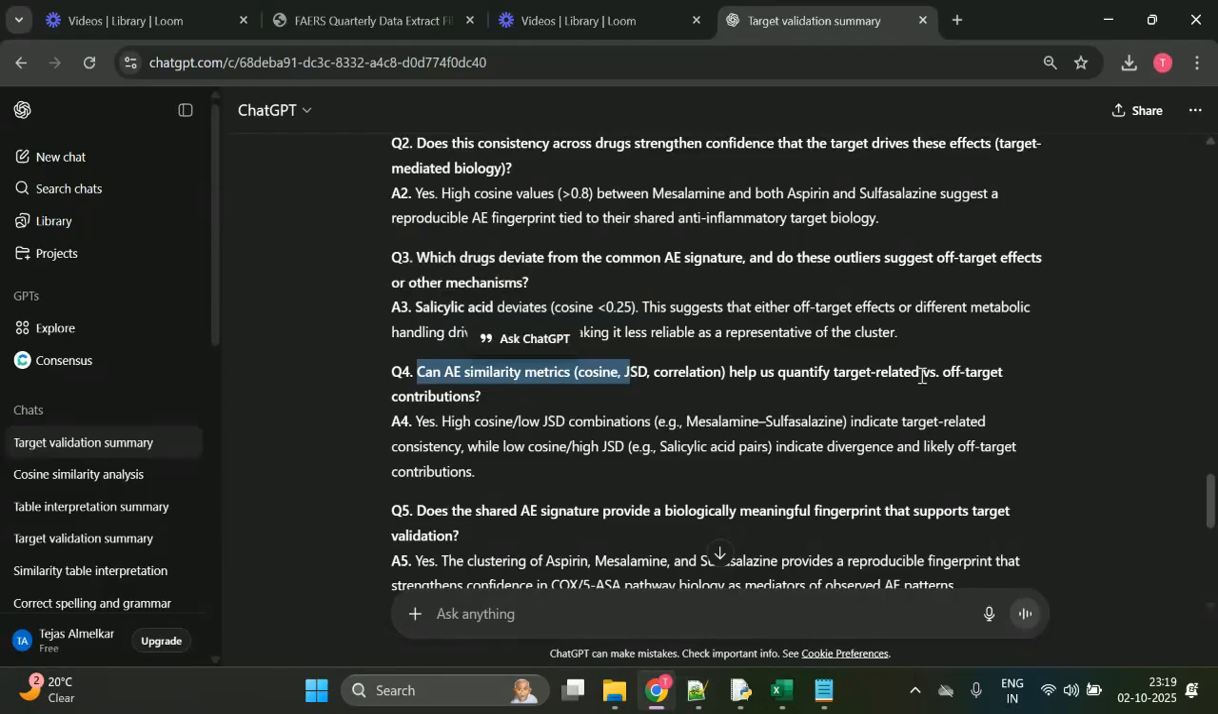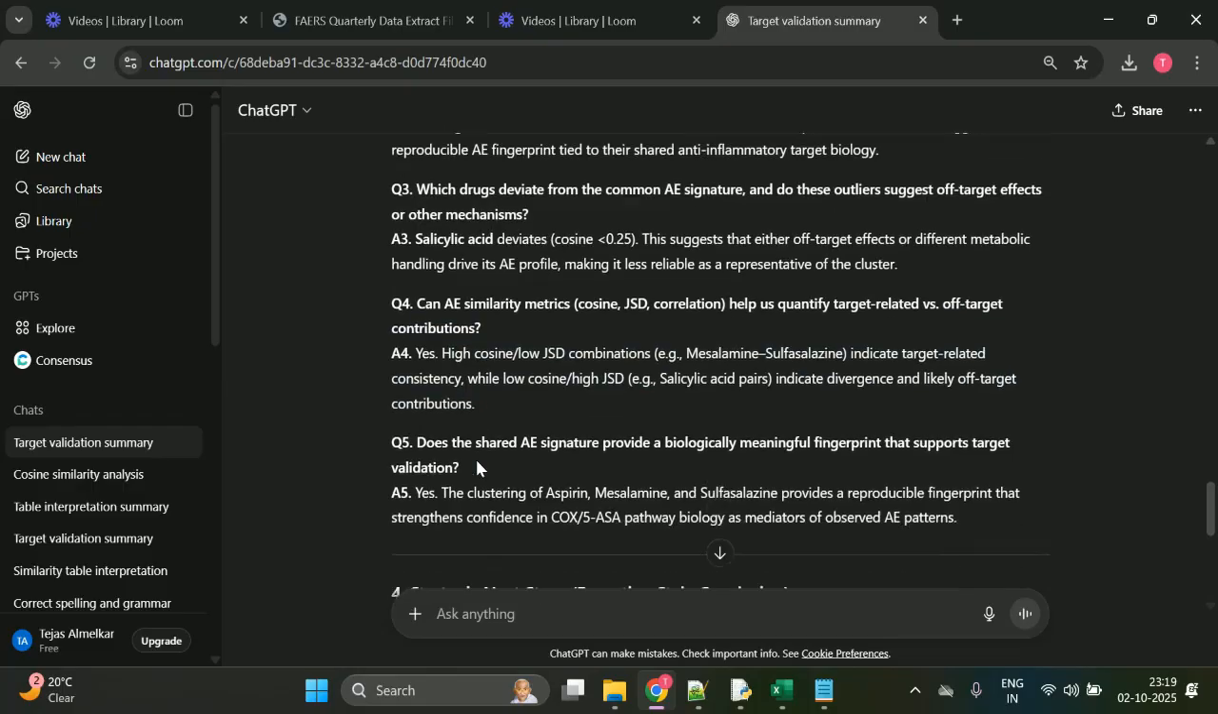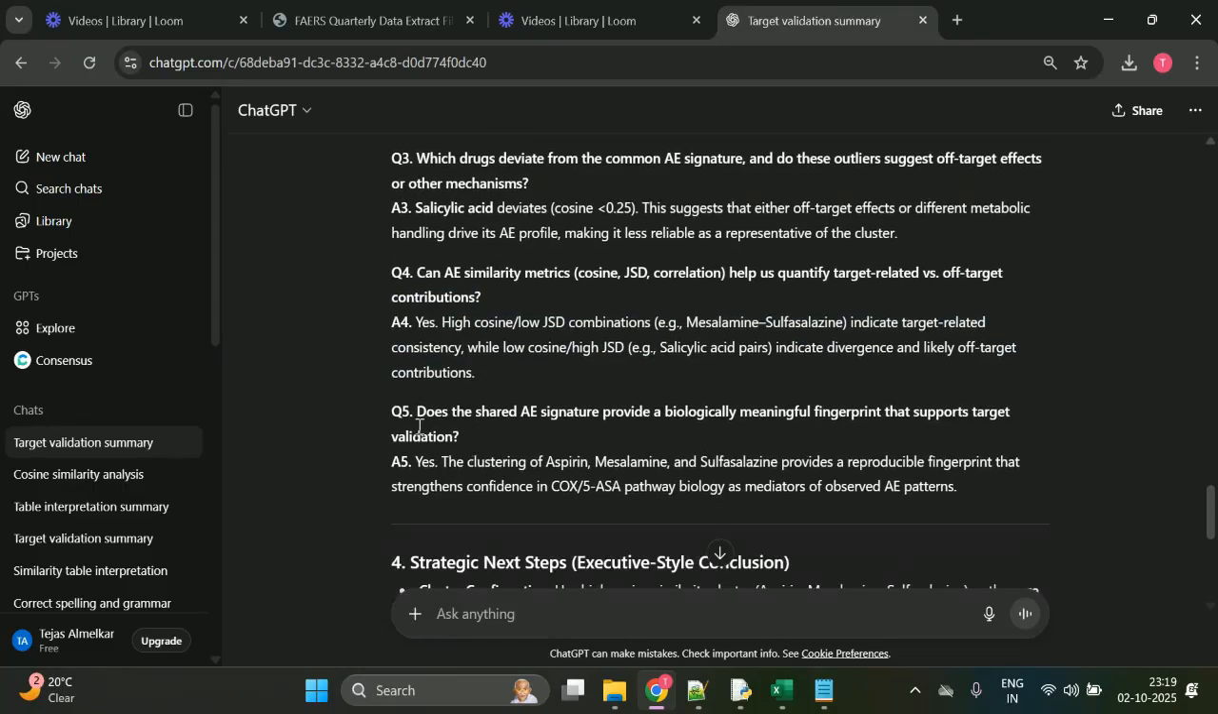The next question is, can AE similarity metrics, that is the cosine, JSD, correlation, etc., help us quantify what is target related versus what is off target? So again, we have got the answer to this question here, and the answer is yes. And finally, does the shared AE signature provide a biologically meaningful fingerprint that supports our validation? And the answer is that the clustering of aspirin and these other two drugs provides us a reproducible fingerprint.